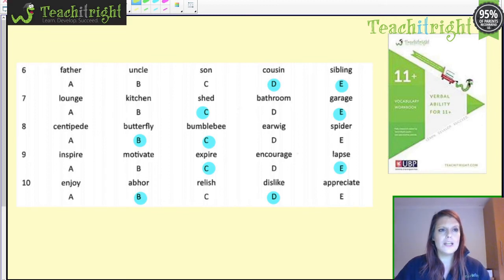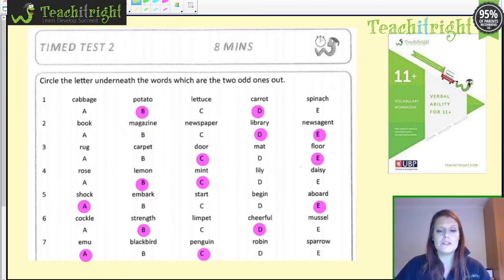So once again, your next activity was to complete a timed test as close to 8 minutes as possible where you can. Number 1, potato and carrot. Again, they're root vegetables. They grow in the ground. The others have leaves and grow above ground. Number 2, they're all things that you can read apart from library and newsagent where you would go and get those items.